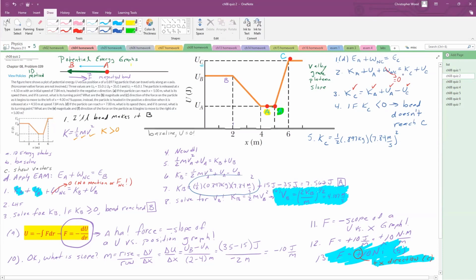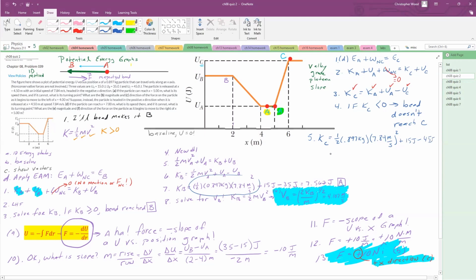KC equals KA plus UA minus UC. Number 3 is good. If KC is less than 0, B doesn't reach C. Number 4 is good. K sub C equals KA plus UA, UA for me is 15 joules, minus UC. UC for me is 45 joules.